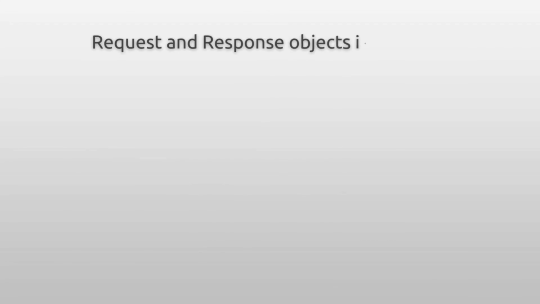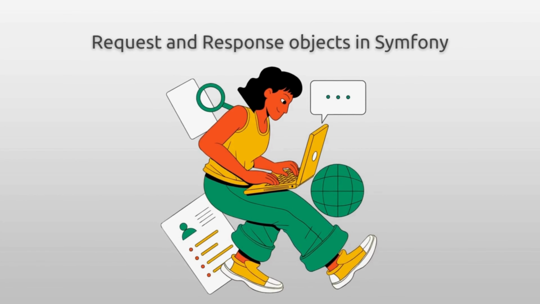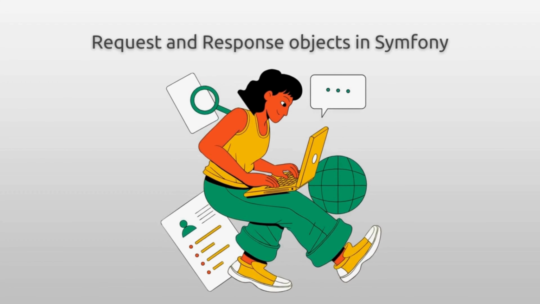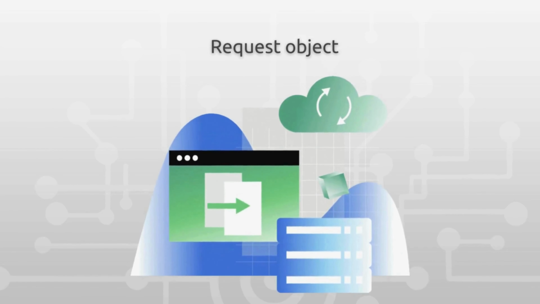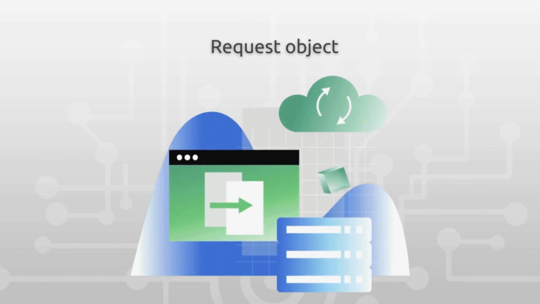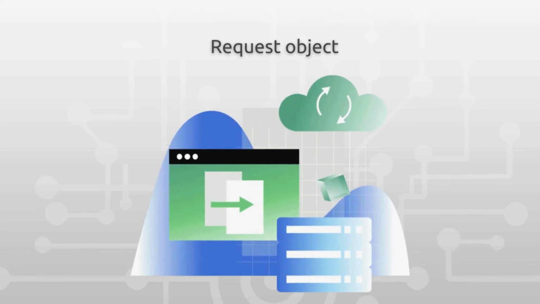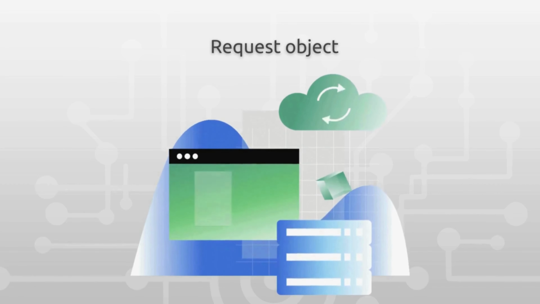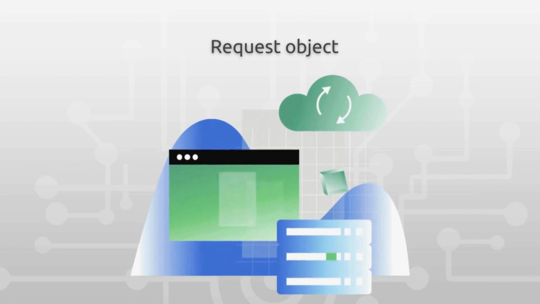So, let's take a closer look at the request and response objects in Symfony. Understanding these components is crucial because they form the core of how Symfony processes incoming data and sends back responses. Request object. Symfony provides a powerful request object from the HttpFoundation component, which represents an HTTP request. Its main purpose is to offer a convenient interface for working with data sent by the client. Symfony automatically creates a request object for every HTTP request.